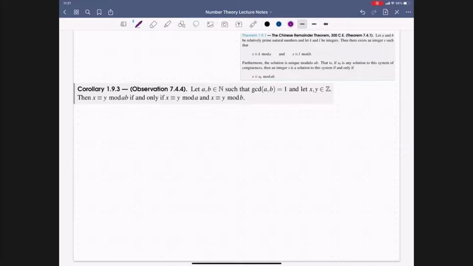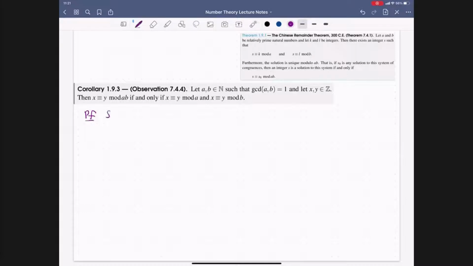So what this says is that if we have natural numbers a and b that are relatively prime, and x, y are integers, then x is congruent to y modulo a times b if and only if x is congruent to y mod a and x is congruent to y mod b. So let's go ahead and prove this. So the proof goes as follows.